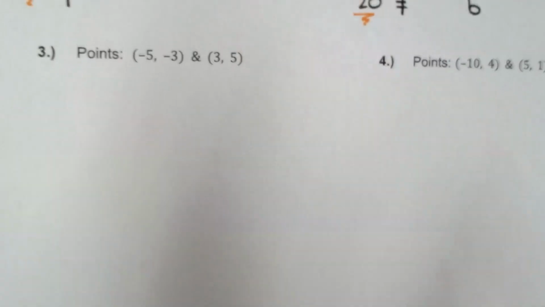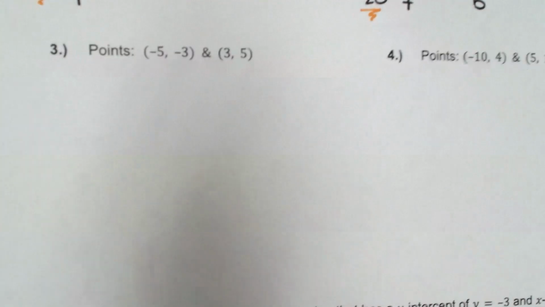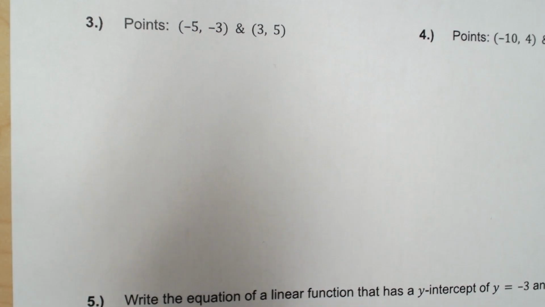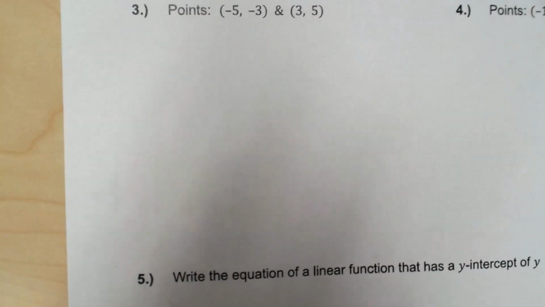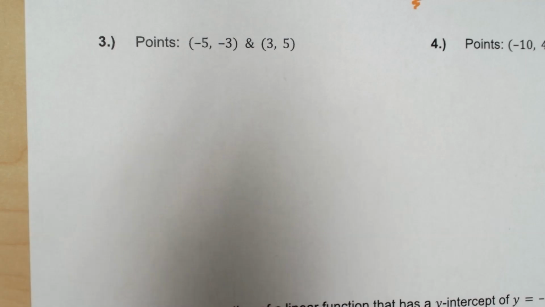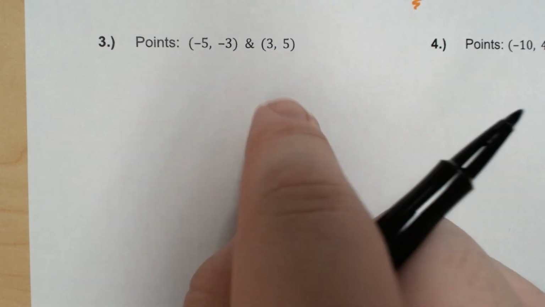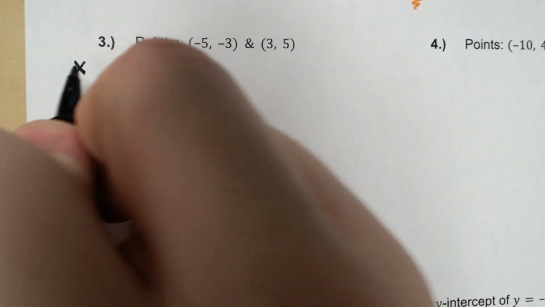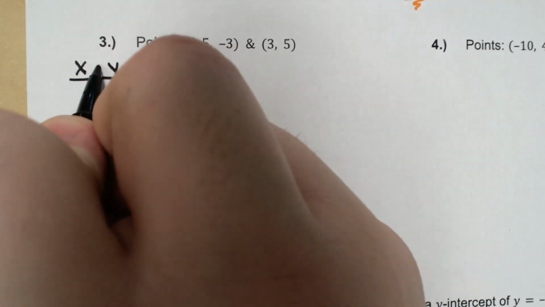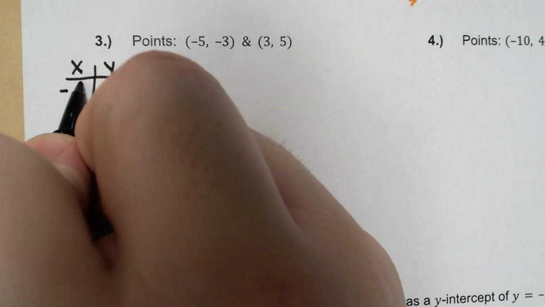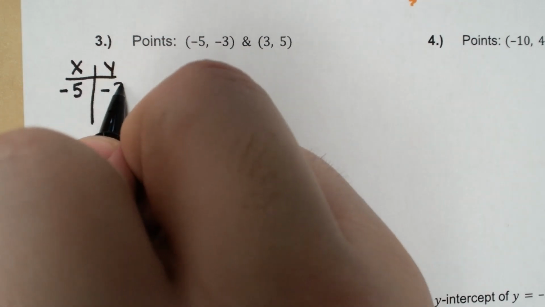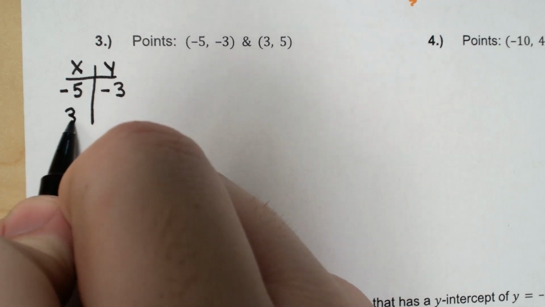So 3 and 4 have a little bit of an extra layer of difficulty added to it in that it doesn't tell you the slope either. To get an equation in point-slope form, or excuse me, in slope-intercept form, we need the slope and the y-intercept. So with these 2 points though, I can find the slope. And how we do that is we make a little table and say the first ordered pair was (-5, -3), and the second ordered pair was (3, 5).